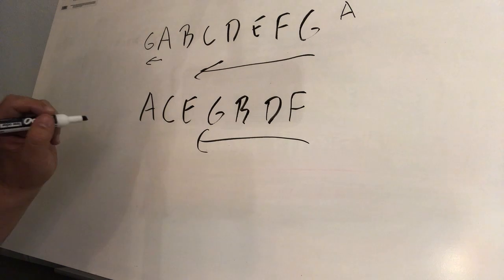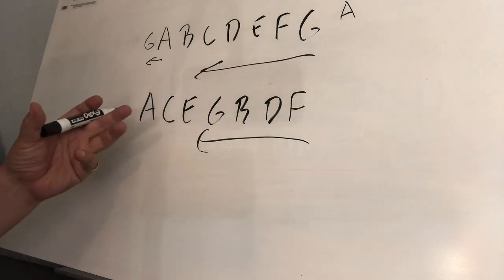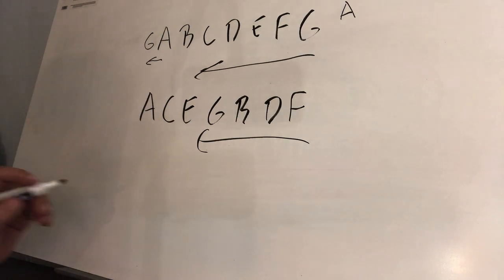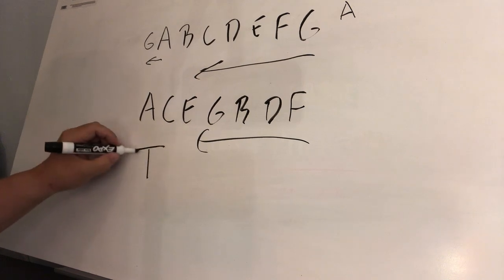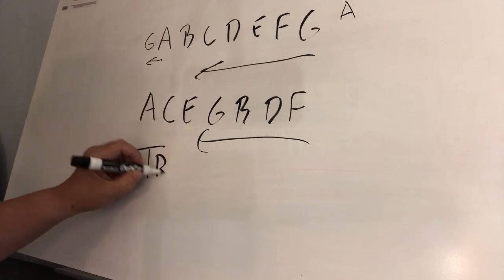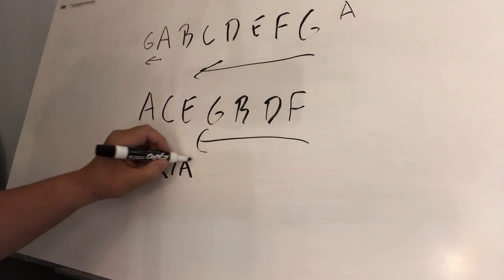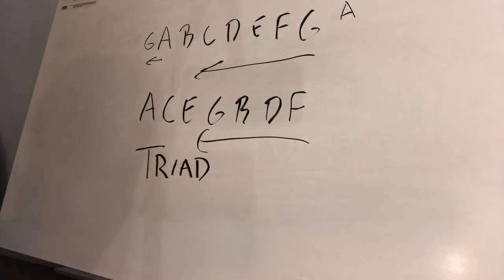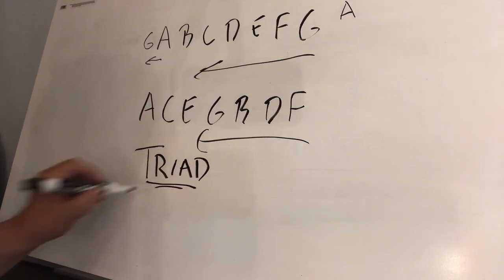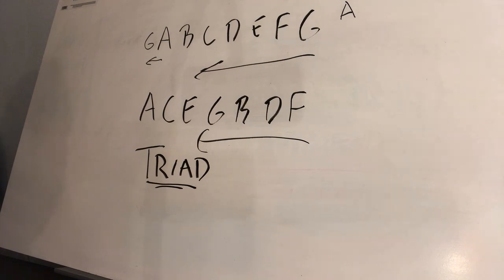But harmonies are made up of groups of notes, and the most simple harmony is called, well, I guess a dyad would be two, but chords. The simplest chord is called a triad because it has 3 notes. 3 notes. And here's how it works.